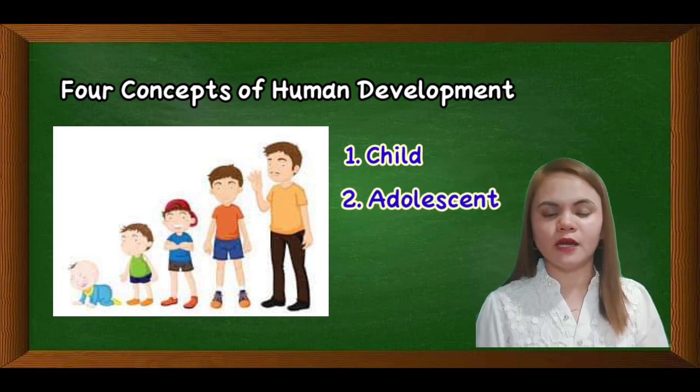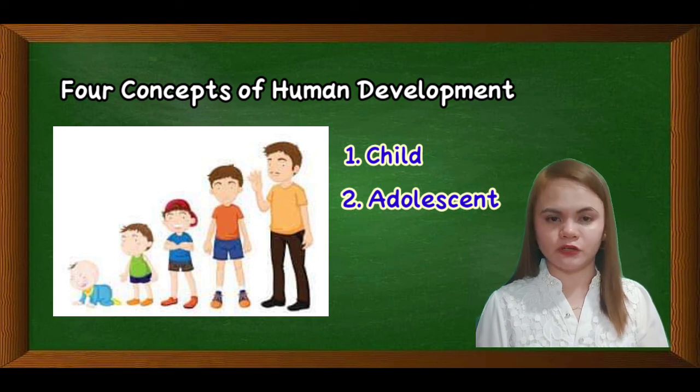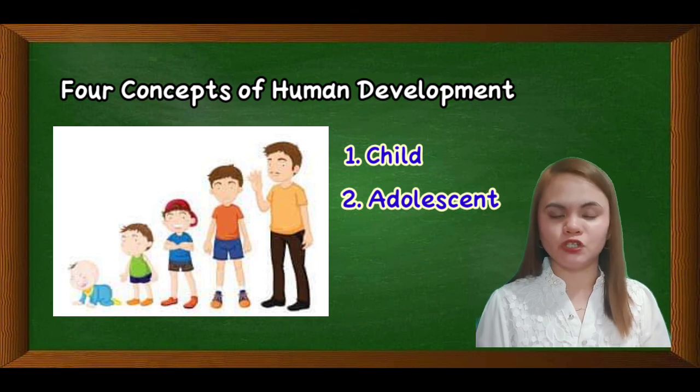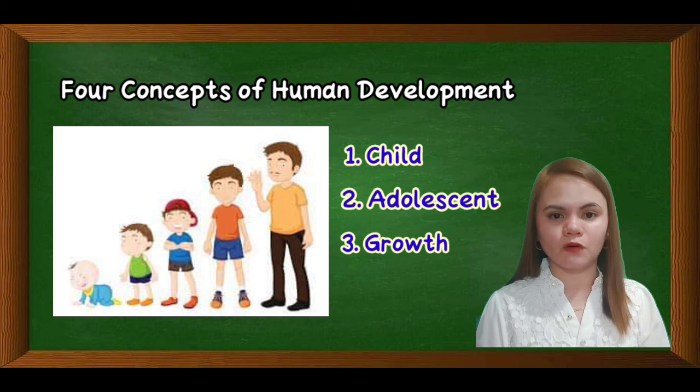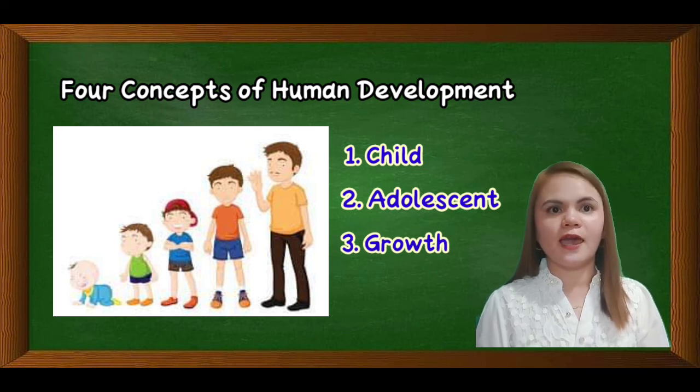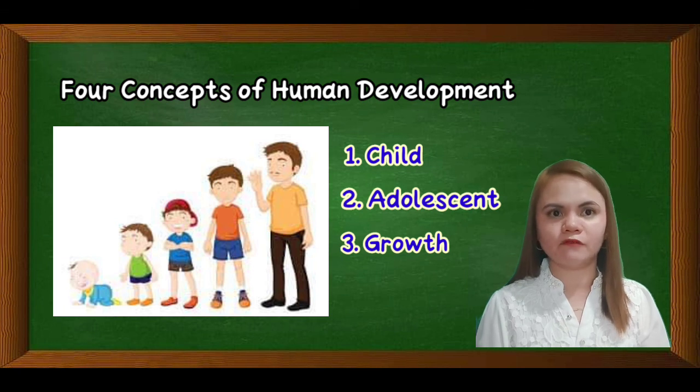Number two is the term adolescent. This is derived from the Latin word adolescere, which means to grow up into maturity, by Muuss, 1990. Number three is growth. This refers to the progressive increase and continuous advancement of the child to maturity.